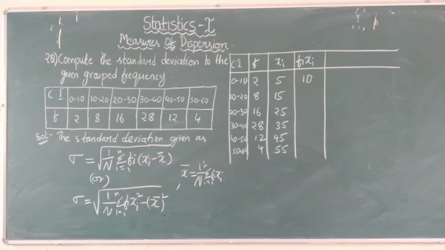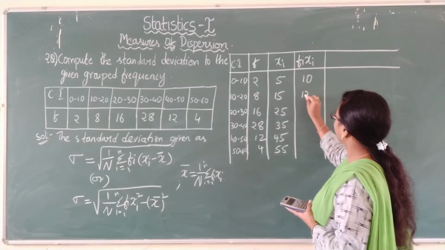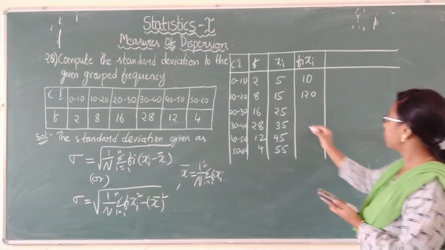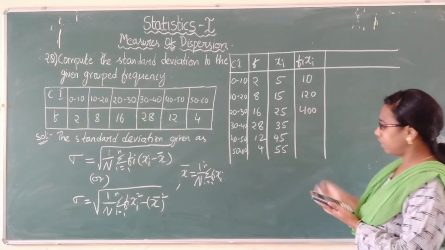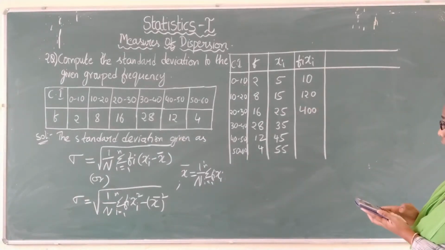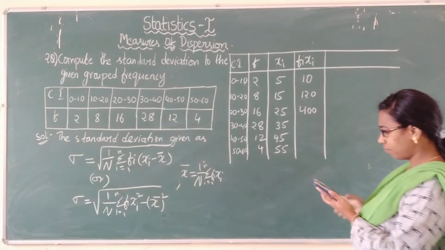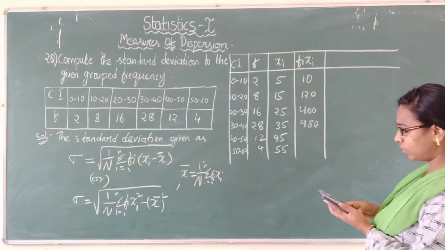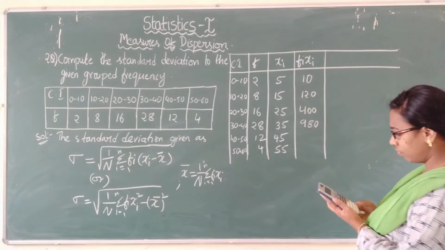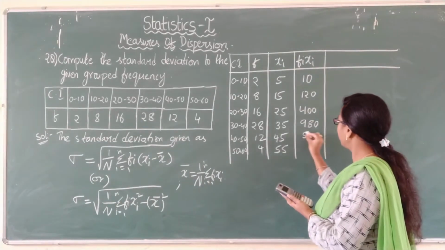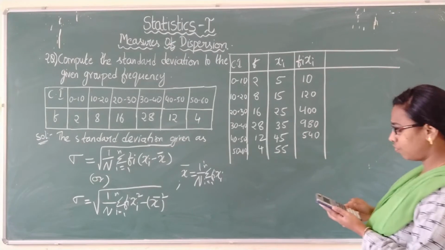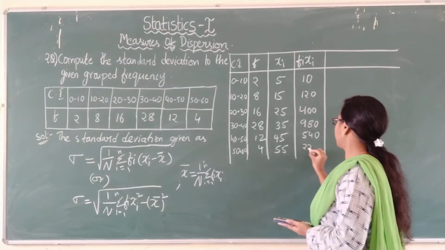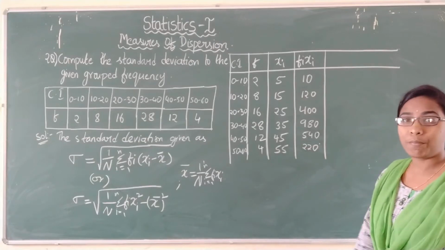So 15 into 8 is 120. Next 16 into 25 is 400. Next 28 into 35 is 980. Next 12 into 45 is 540. Next 4 into 55 is 220. So first find out the mean value.